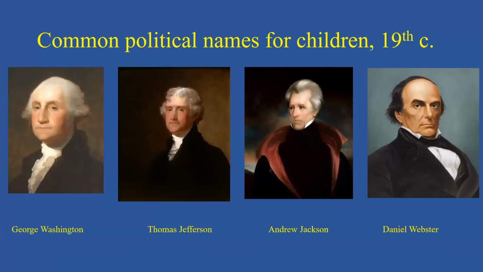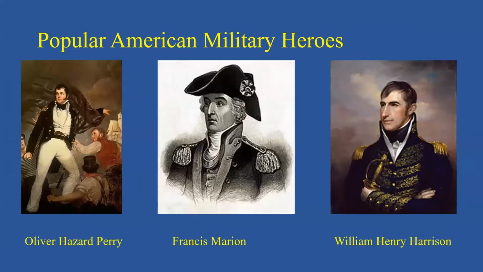Politicians were also extremely popular choices in the first three-quarters of the 19th century. Many families named their children after one of the founding fathers: George Washington, Thomas Jefferson, James Madison, Andrew Jackson. Popular senators were also favorites, like Henry Clay and Daniel Webster. Sometimes you'll get clues about the politics of your ancestor by the naming choices of politicians they chose. If a family gave their son the name Andrew Jackson, they were likely Democrats. If they named them after Henry Clay or Daniel Webster, they were likely Whigs.